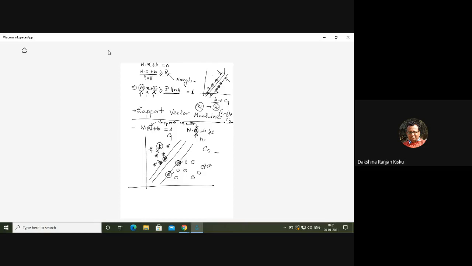And if we have another function that is found to be less than minus 1, then we can infer that x belongs to class C2. This is also a non-support feature vector. Only in the case of w·x + b = 1 will the corresponding feature vector be called a support vector. Because of the support vectors, the position and orientation of the hyperplane are decided. After adding the feature vectors one by one to the training set, we can train this support vector machine for the two-class classification problem.